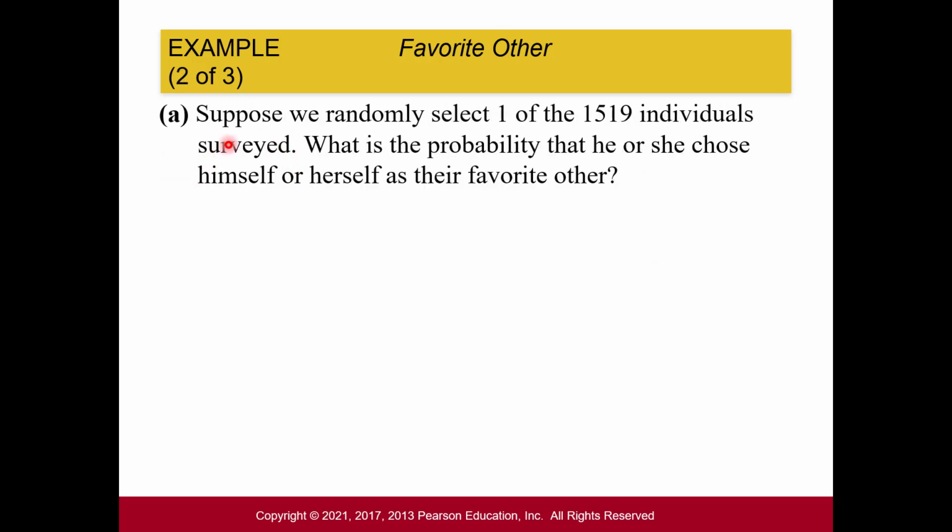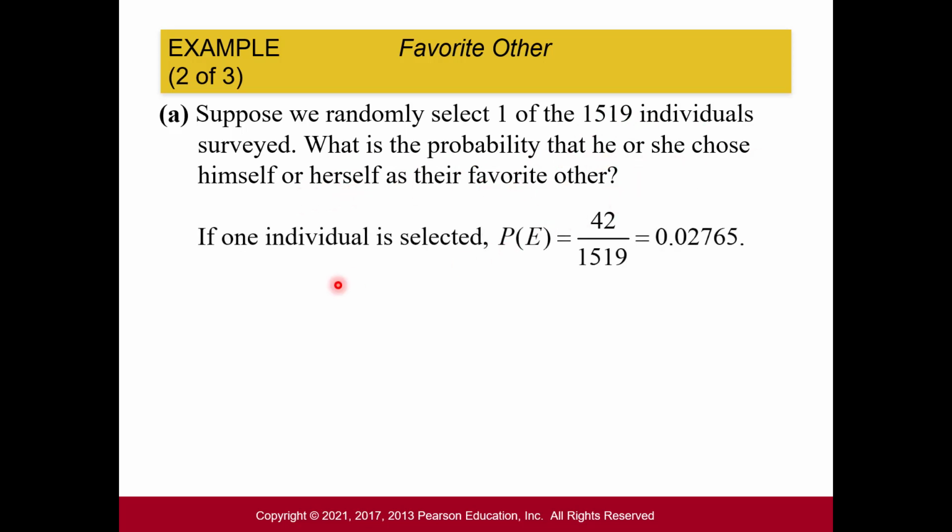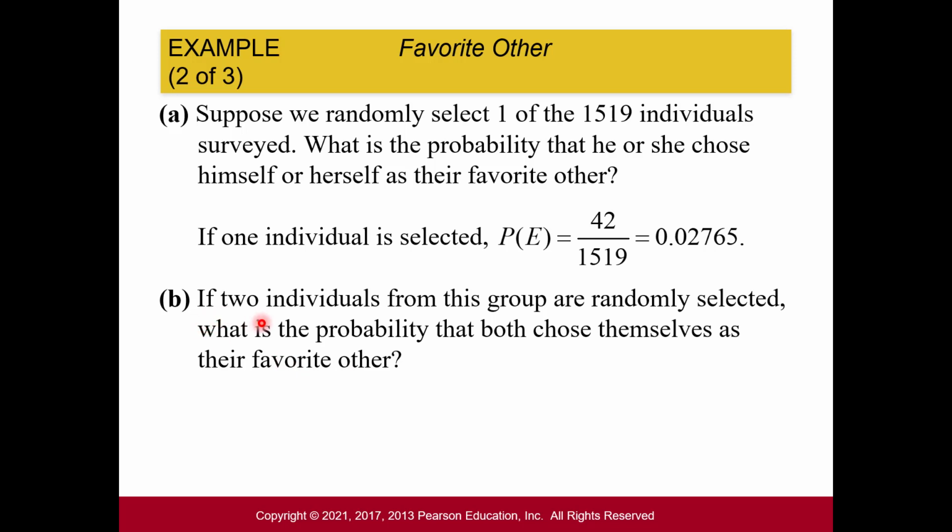So let's do first, suppose we randomly select one of the 1,519 individuals surveyed. What is the probability that he or she chose himself or herself as their favorite other? So the probability that they chose themselves, well, it was 42 out of the 1,519, which is about 2.7%. So next, if 2 individuals from this group are randomly selected, what's the probability that both chose themselves as their favorite other?